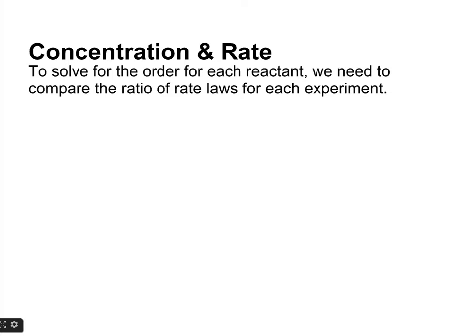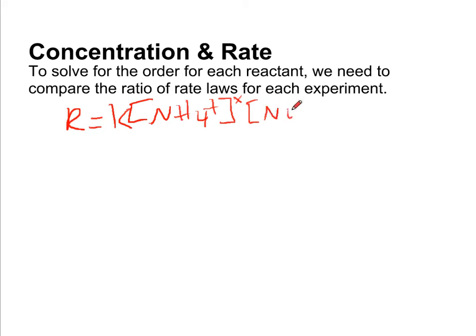So first we'll do that for the ammonium, NH4, and we're going to compare experiments 1 and 2. So our general form, again, for the rate law, rate is equal to the rate constant times the ammonium concentration to the x times the nitrite concentration to the y. Now what we'll do is take data from experiments 1 and 2 and plug them into the rate law. So we'll take the concentrations from the table on the previous page and plug them in here, and the rate, plug it in here, and we'll do a ratio of those to try and solve for the exponent.